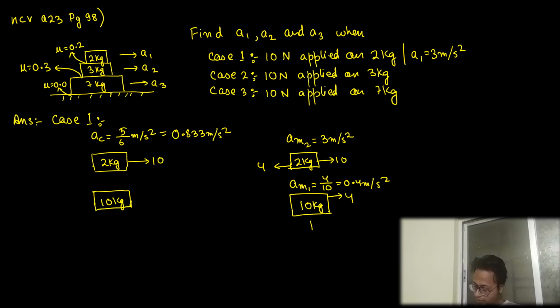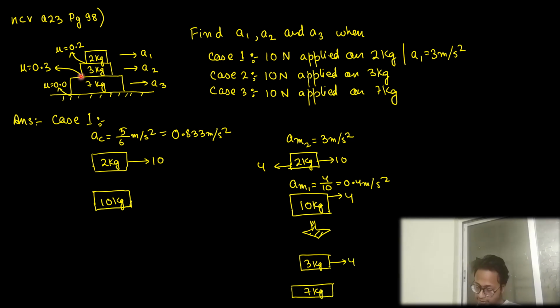So now what happens if I solve this? I already know the 2 kg block moves with 3 meter per second square. Now let's solve for the 10 kg block. The 10 kg block is divided into 3 kg and 7 kg. This 3 kg block already has a force of 4.